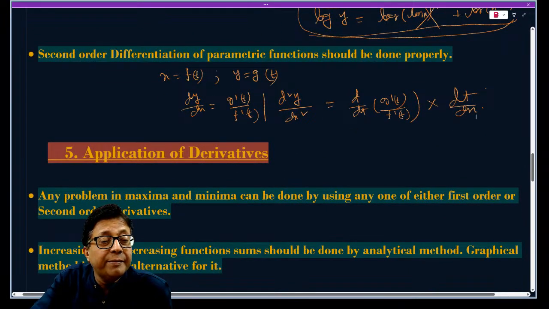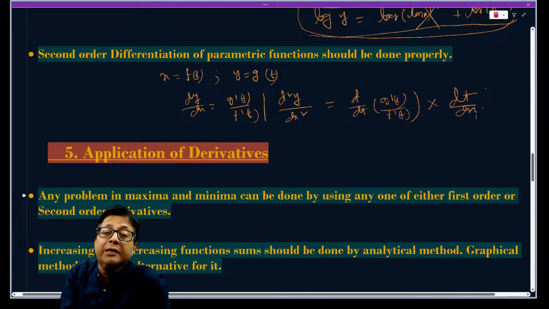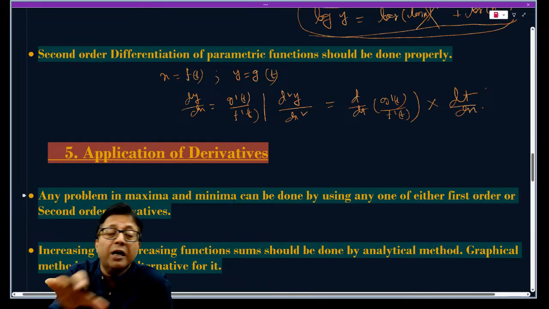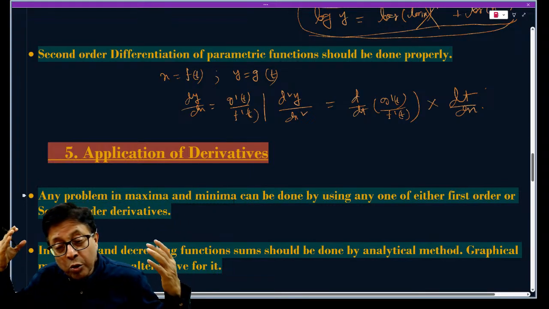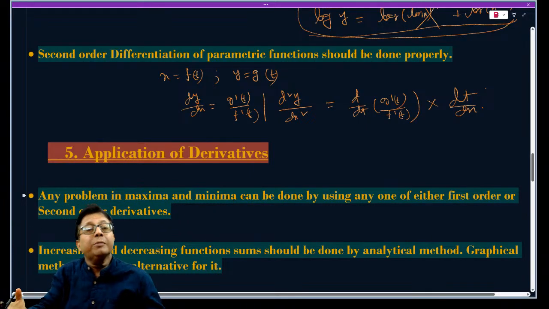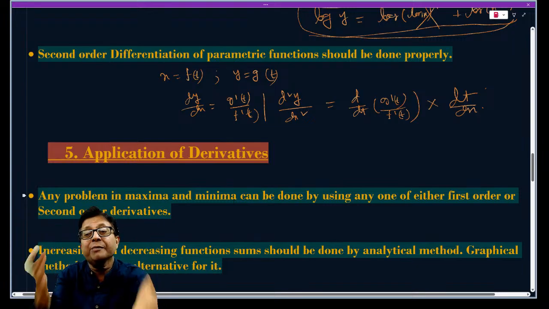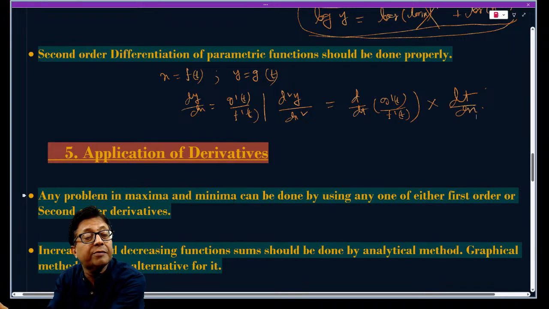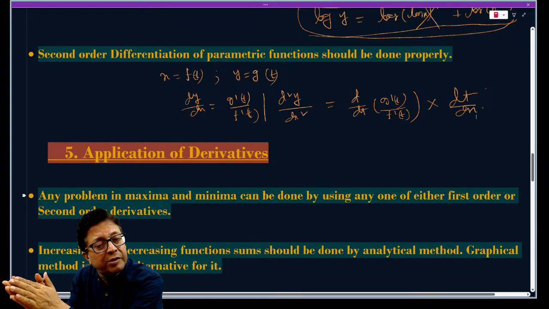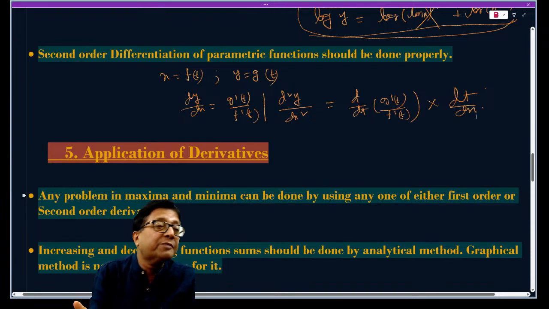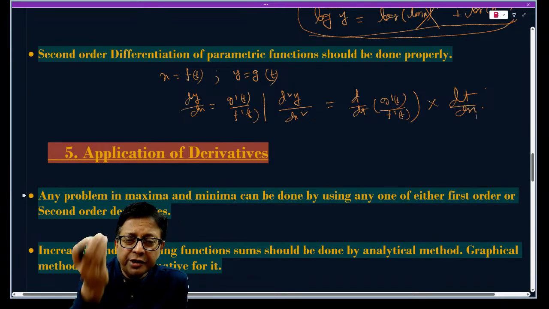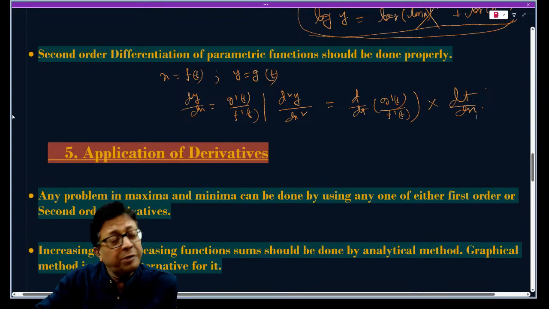Application of derivatives. Any problem in maxima minima can be done by using any one of these two methods, either by first order or by second order. There is no question of solving a sum by first order that you have to do it by second order. Please do it by first order if you are efficient. Personally, I like the first order derivative test most for solving a sum. It will reduce your number of steps. But if you are fond of second order derivative, I have nothing to say.